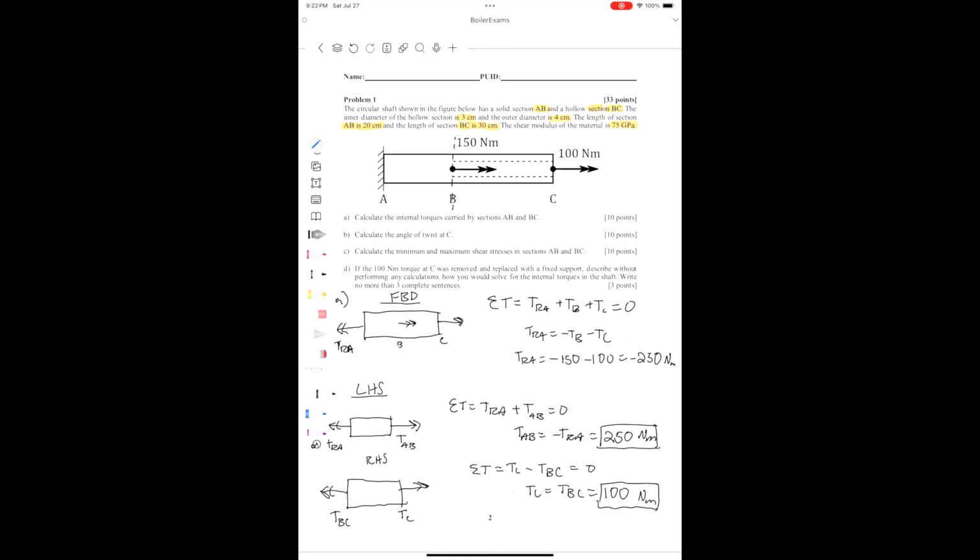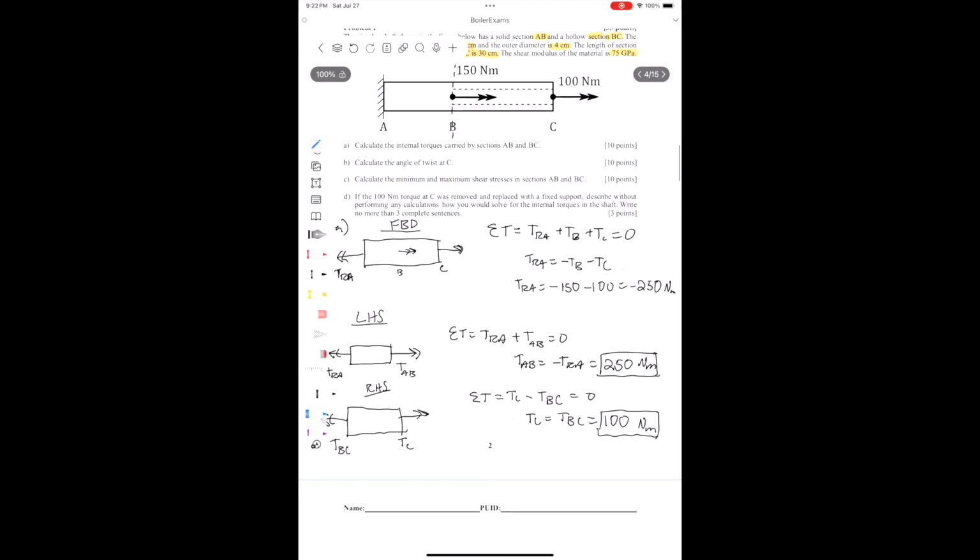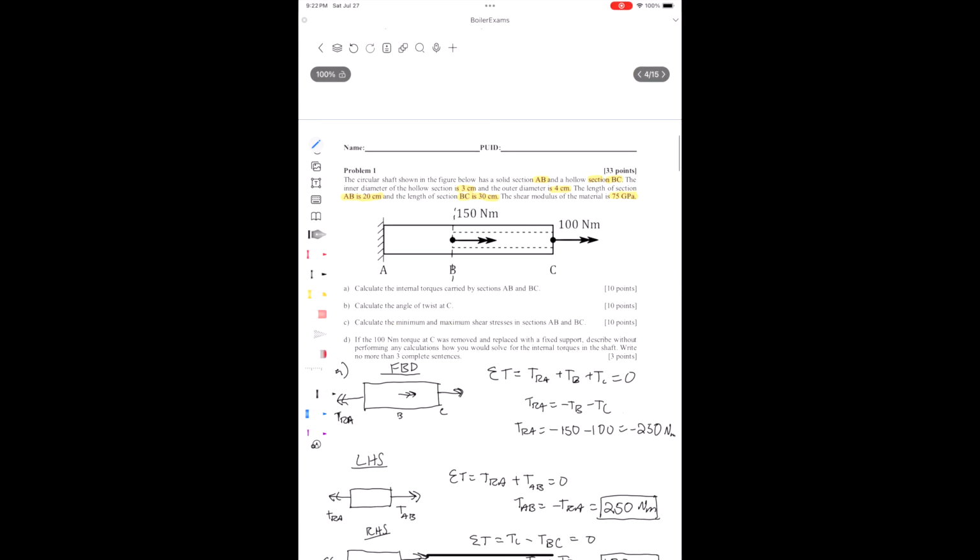All right. Oh, I never underlined that. Whoops. Let's go ahead and do part B of this problem now. They're asking us to calculate the angle of twist. Quick reminder that the formula for angle of twist is going to be, in an individual section, the torque in that section times the length of that section over the shear modulus in that section times the moment of inertia in that section.